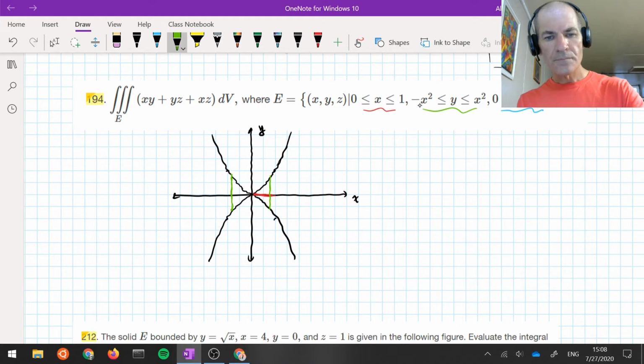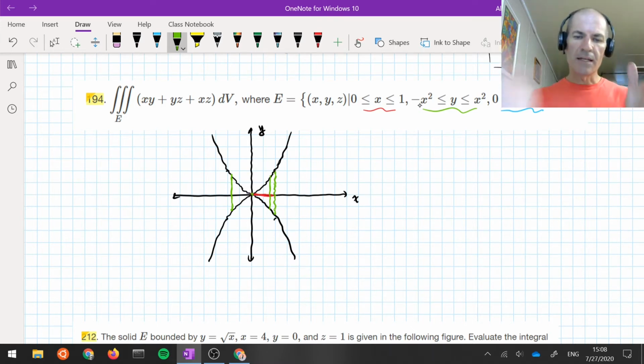And the last line will be for x equals 1, and the first will be here, and then all of the lines in between.